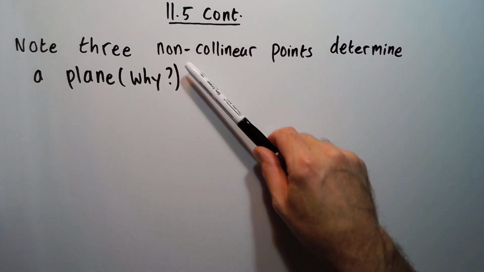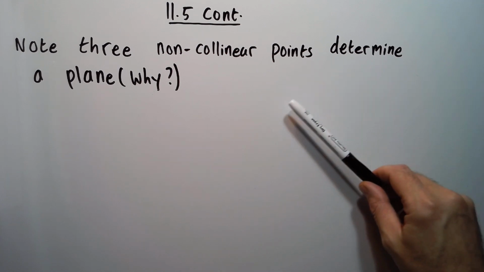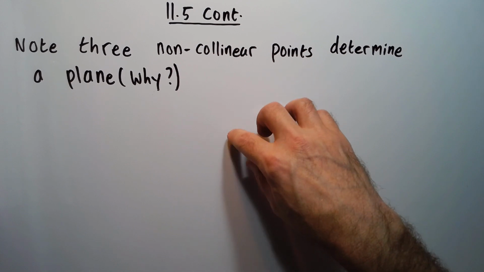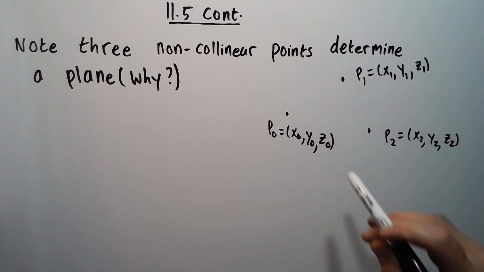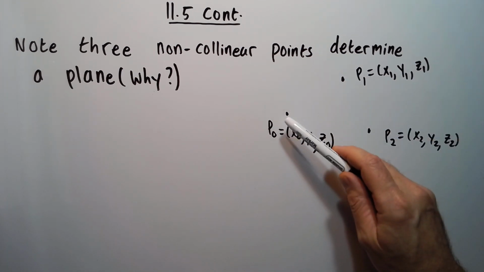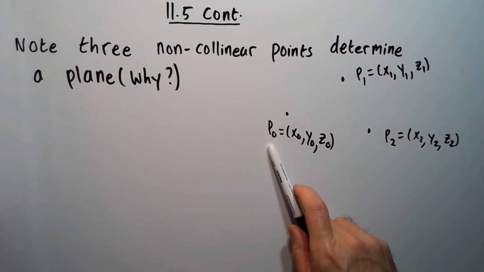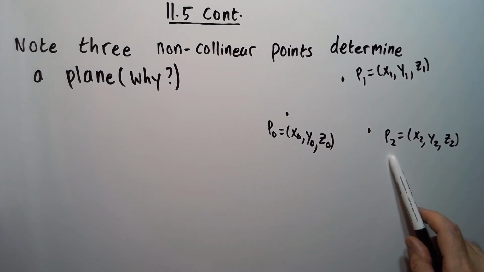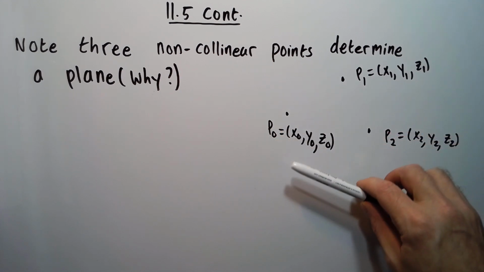So let me draw. Non-collinear means that the 3 points do not lie on the same line. This whiteboard is a plane, so let me draw 3 points on this whiteboard here. Okay, so I put 3 non-collinear points. These 3 points do not lie in a line, as you can see. I'm calling the first one P0, the second one P1, the third one P2. I claim that these 3 points completely determine this whiteboard.